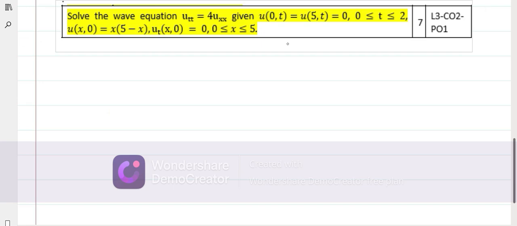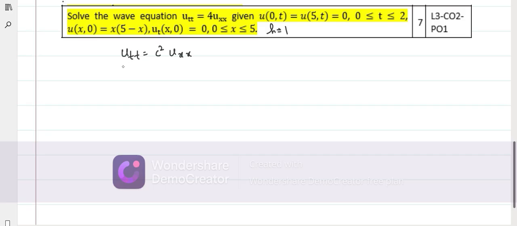Okay, so in this problem, the h value is missing. So let me write the h value as 1. Right. So look at the given equation. We know the standard form of the wave equation: u_tt equal to c square into u_xx.